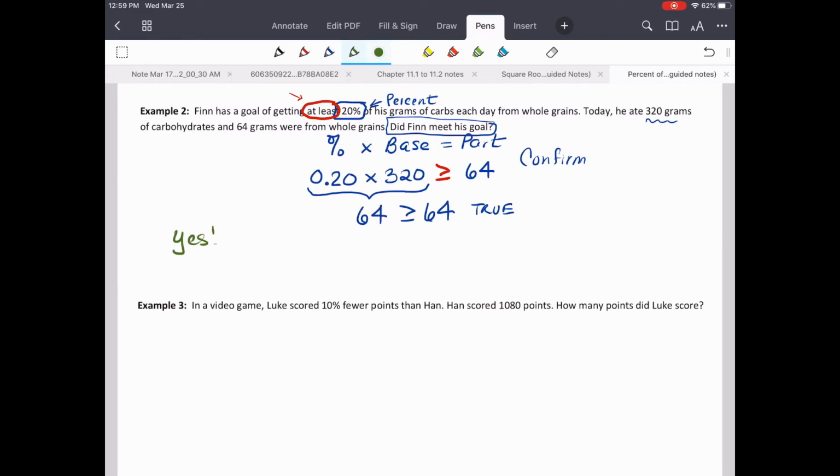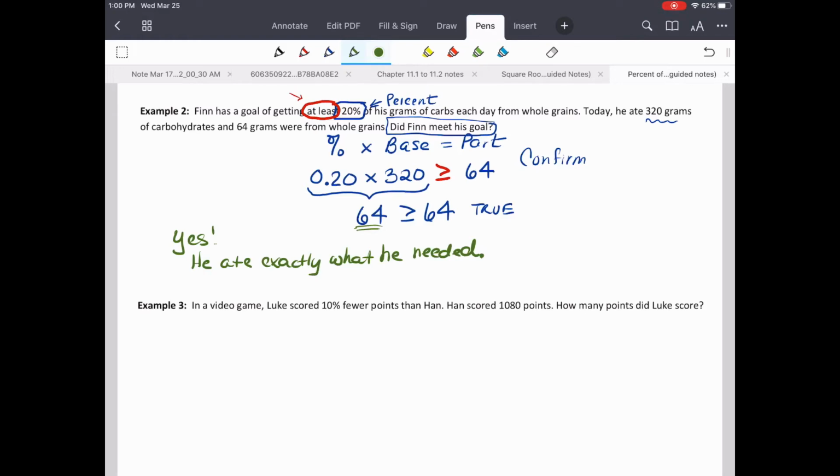And why did he meet his goal? Well, he ate exactly what he needed. It's cutting it close, but sometimes when you're dealing with foods, you're not always going to be getting an abundance of what you need. So yes, he had exactly what he needed. He needed 64 or more, and he got it. So if the answer came out to like 75, that would have been okay too. If the answer came out to 80 or 100 or 300, that would have been fine.